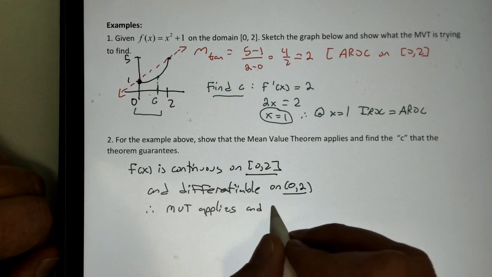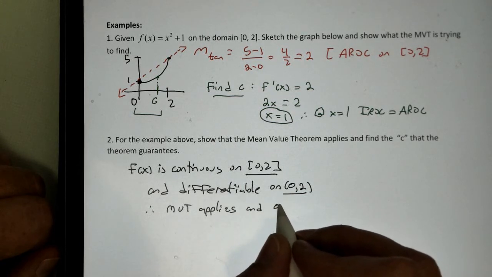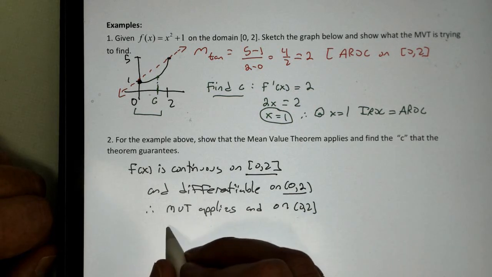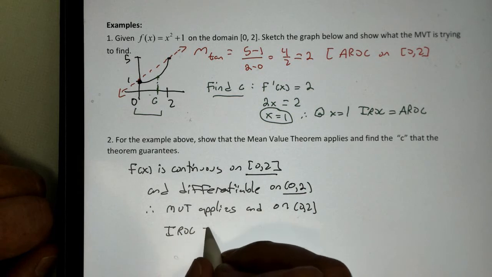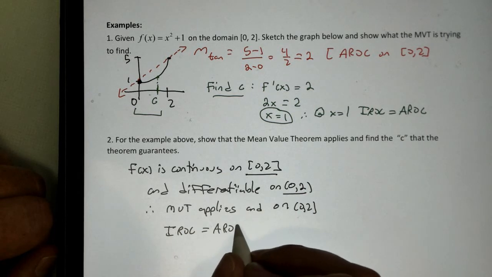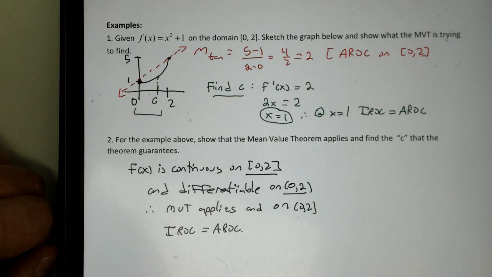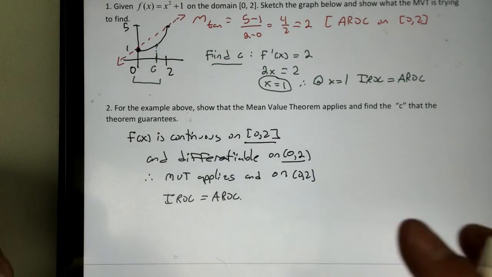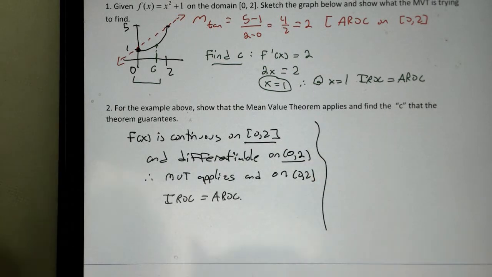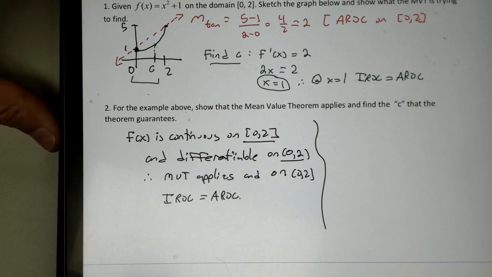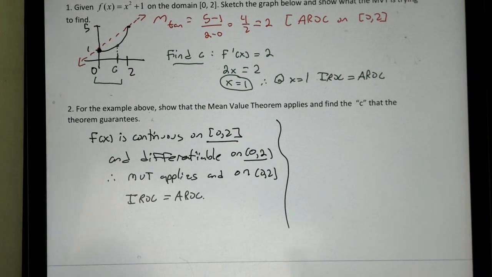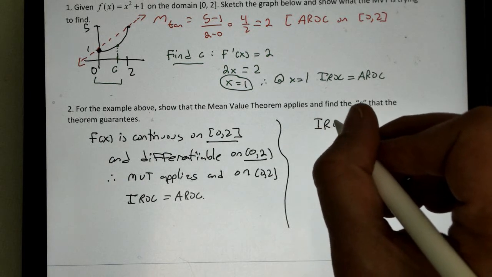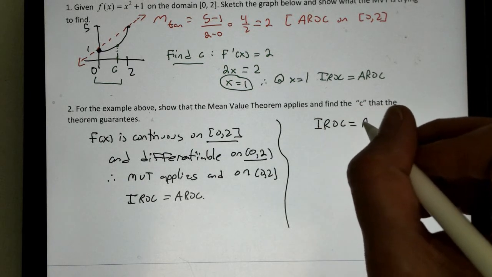And on the interval 0 to 2, we're saying that the instantaneous rate of change will equal the average rate of change. That's somewhere on that interval, that's going to be true for us. So now we just have to find where that's going to occur. So to find out where that's going to occur, that's exactly what we did here. Where does the instantaneous rate of change equal the average rate of change?